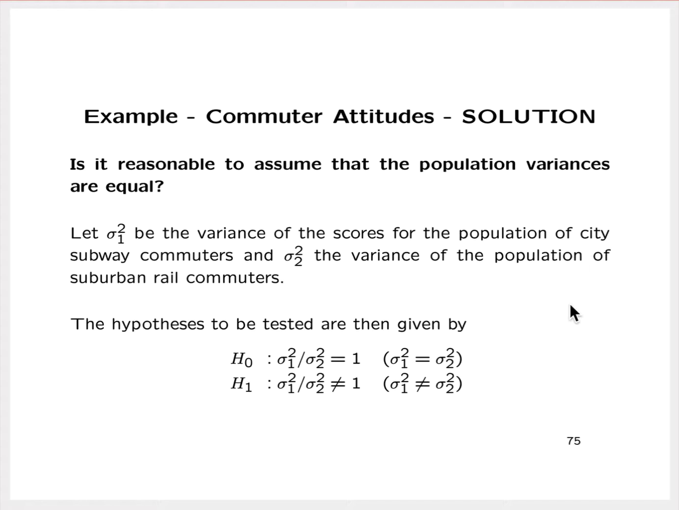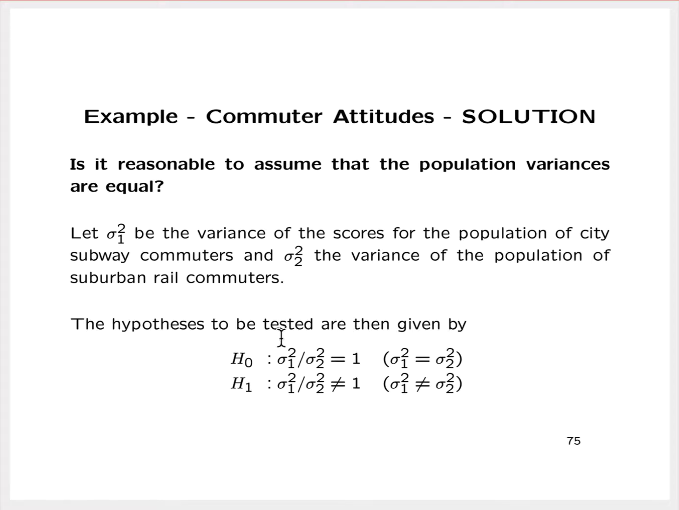So the question would be, is it reasonable to assume that the population variances are equal? And so let's let sigma 1 squared be the variance of the scores for the population of city subway commuters, and sigma 2 squared be the variance of the population of suburban rail commuters. The hypotheses to be tested are then given by the following. The null hypothesis being that sigma 1 squared is equal to sigma 2 squared, right?